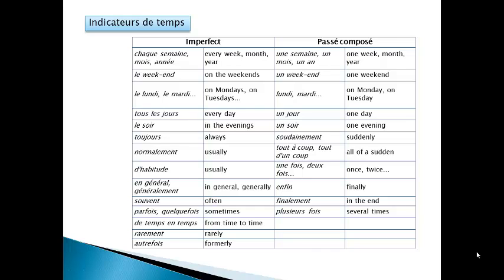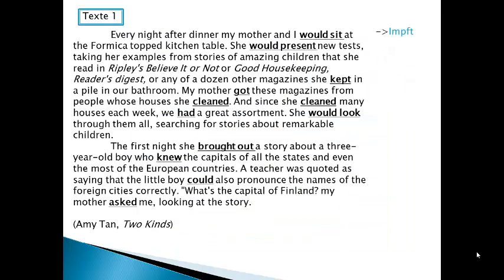Alright, let's look at a text in English and look at all the verbs and decide for each verb, if we had to translate it, would we put it in the passé composé or in the imparfait? Background info, foreground info. So background, imparfait, foreground, passé composé. Every night after dinner, my mother and I would sit at the formica-topped kitchen table. My mother and I would sit. It's something that happened several times, imparfait.